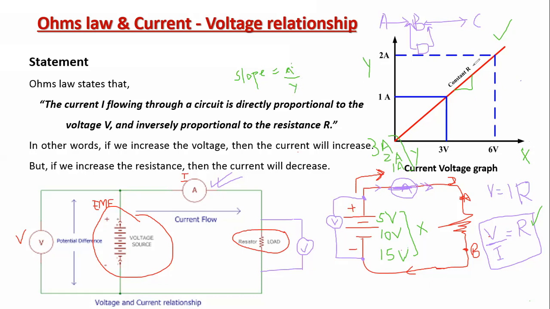So by this slope, you will always get a constant R. This constant R means if you plot these values or use this formula of Ohm's law, you will get the same R all the time. 5 upon 1 will give you 5. 5 what? 5 ohms. Next, 10 by 2 will also give you 5 ohms.